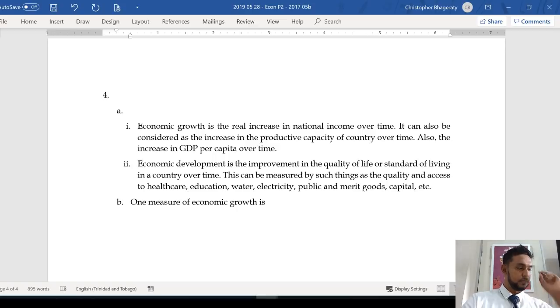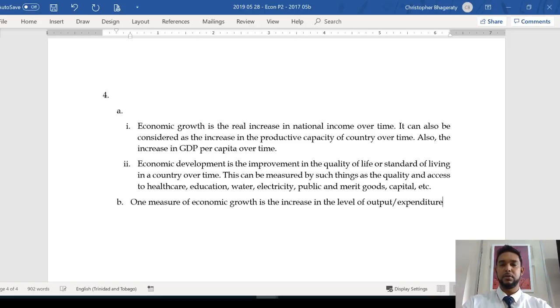So one last time. OER stands for output, expenditure, and revenue. And those are the three ways that we measure, or try to calculate, GDP. So to measure economic growth, we have to measure the increases in GDP. One measure of economic growth is the increase in the level of output or expenditure or revenue.